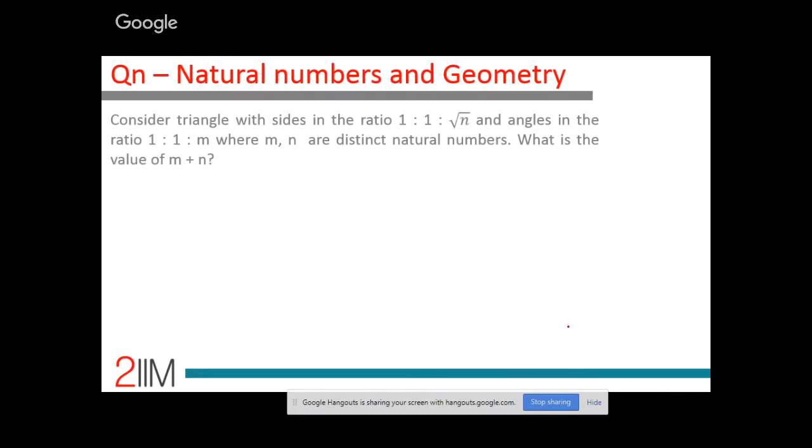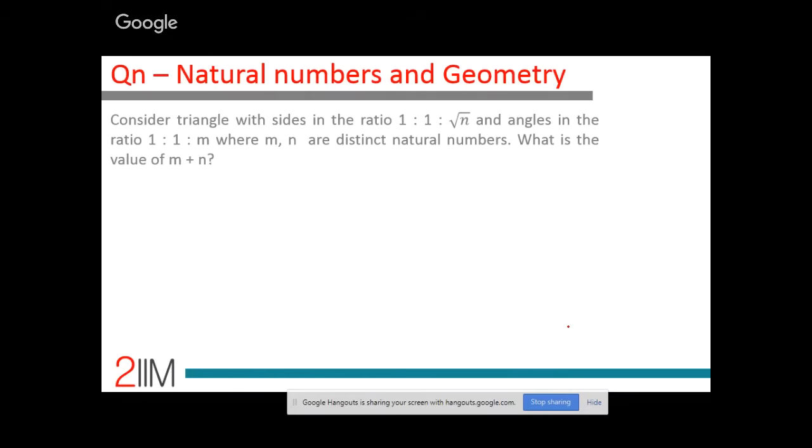Again, a wonderful question. I'm not going to give you the answer. It takes a while. Spend time on it. I'm going to give just the starting step. Forget this ratio of 1:1:m, the ratio of the angles. Ratio of angles can be anything. You can have angles in the ratio 1:1:300. This is still a possible triangle. And so work only with 1:1:√n.